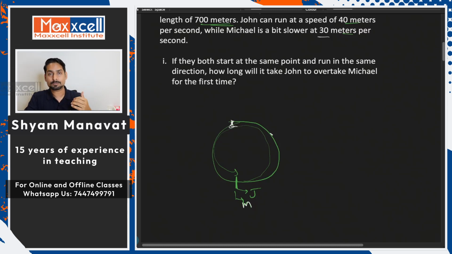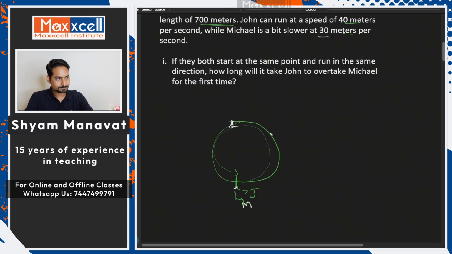In such a case, we have to assume that John is not stopping at this point when they start, not stopping after completion of one lap. John is continuing. Only in that case can John overtake Michelle. So when you see a circular track and the faster one is overtaking the slower one, you need to understand that he keeps running, completing the first lap and then continuing the second lap, third lap, that way.